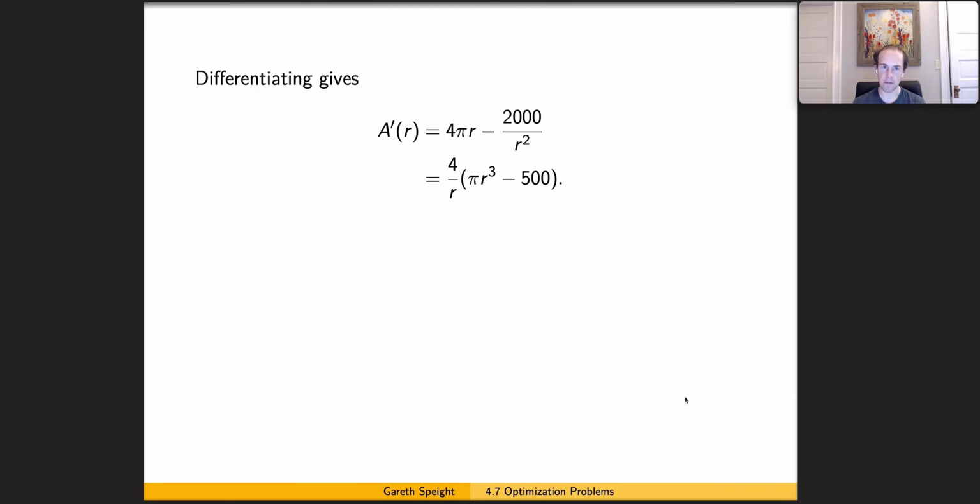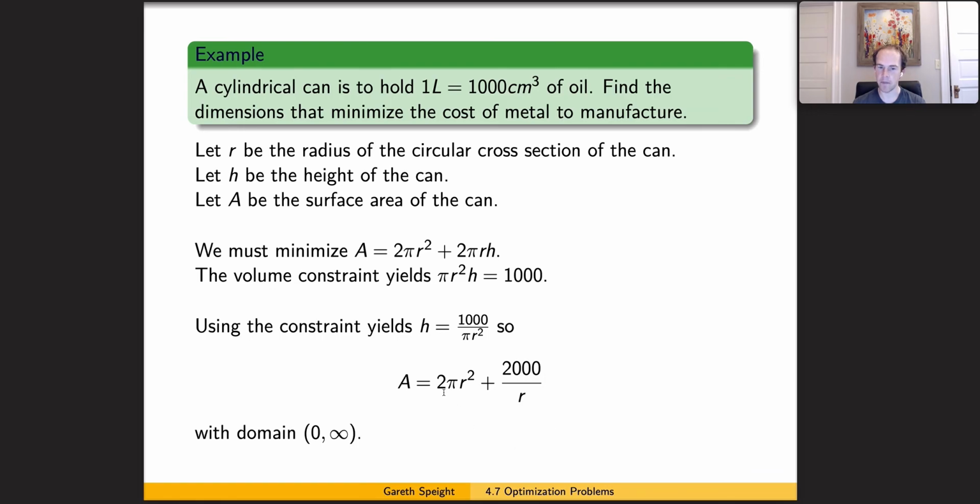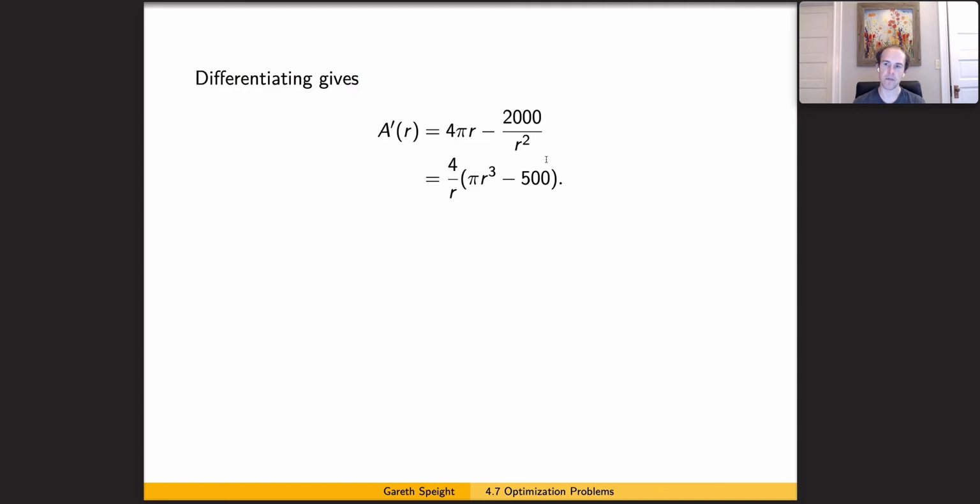So let's differentiate. If we differentiate, we get first term 4 pi r. Here we have 2,000 r to the minus 1, so we get minus 2,000 r to the minus 2, so minus 2,000 divided by r squared. Since we're going to be interested in the sign and where the zeros are, I want to factor that. If we find a common denominator, here should be r squared, I'm sorry. So we have 4 divided by r squared times pi r cubed minus 500.